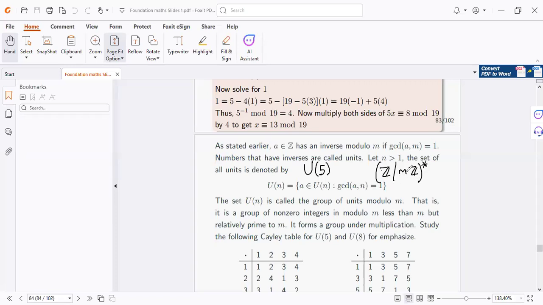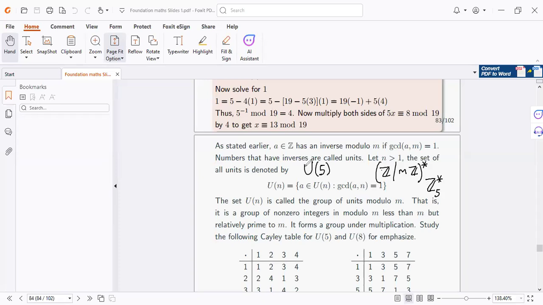So for instance, a book would define this way. But another book would say that if it writes like this, it means this group, what it lacks is only a 0. What it lacks is a 0. Some book would define it that way.